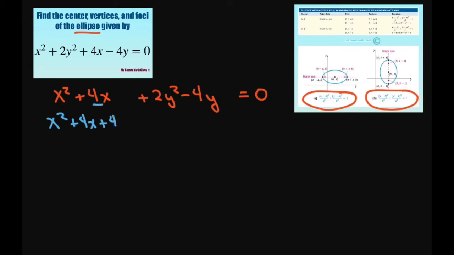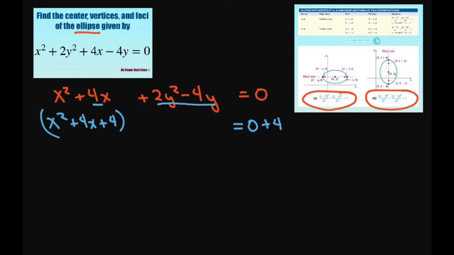So let's group our x's together, and we get x squared plus 4x, and group our y's together, and we get plus 2y squared minus 4y. We don't have any constants, so this is still equal to 0. And we're going to complete the squares. So we have x squared plus 4x, and then you take half of 4 and square it, that's going to be 4. Since we're adding 4 to the left-hand side, we're also going to add it to the right-hand side.